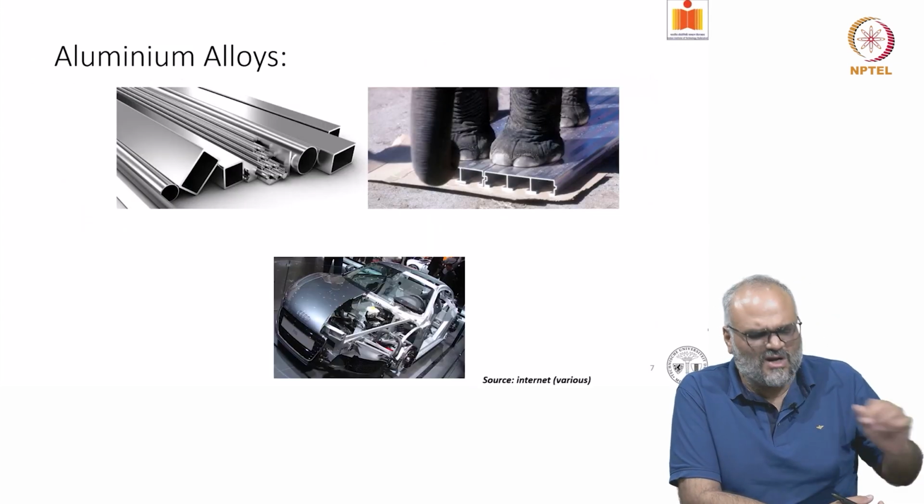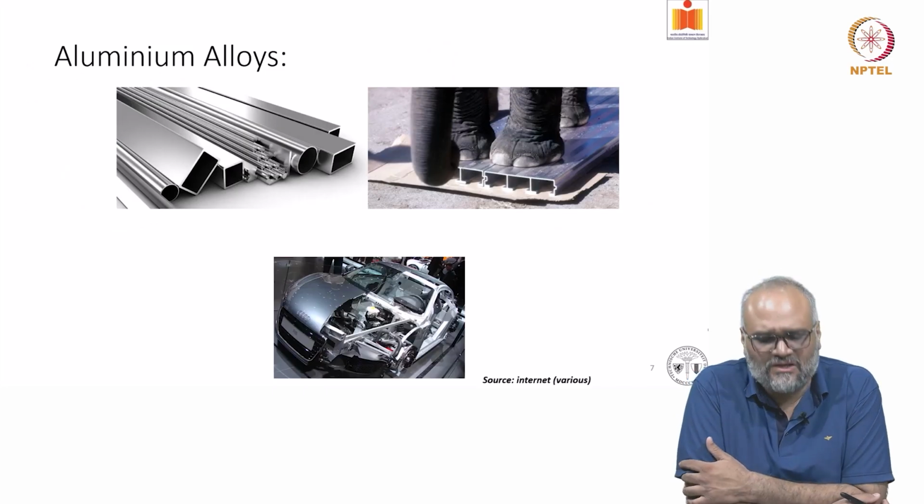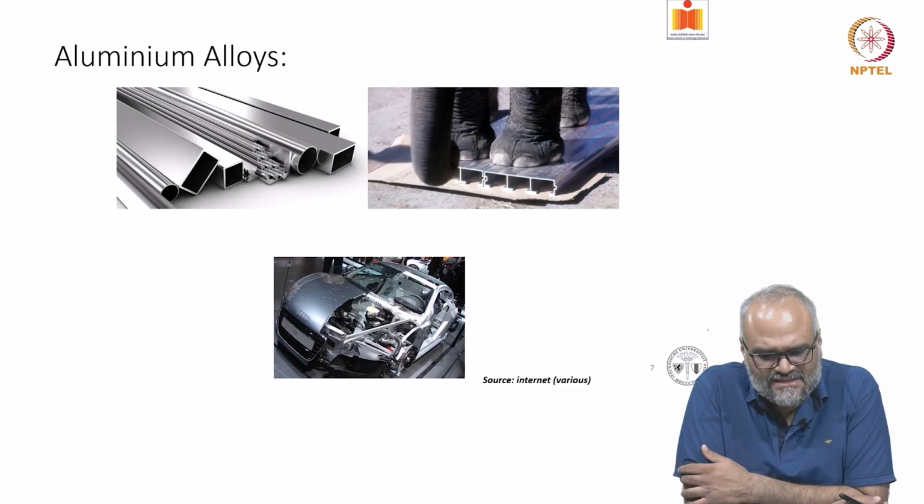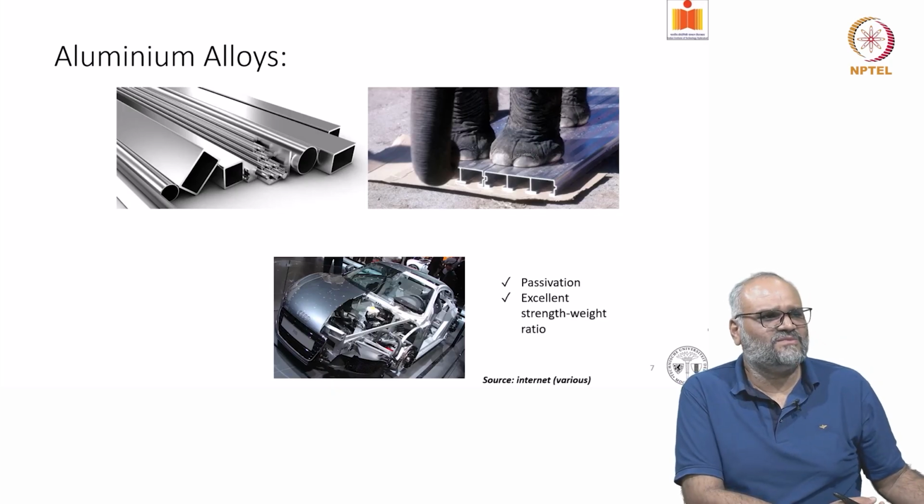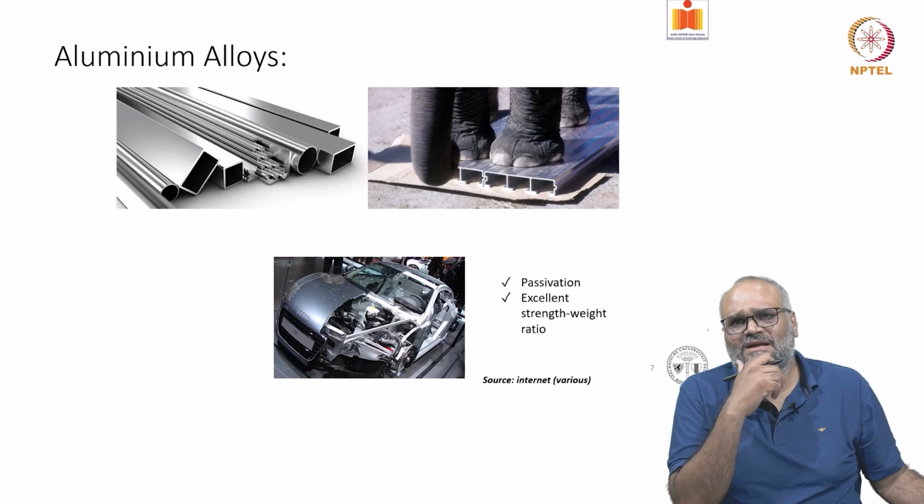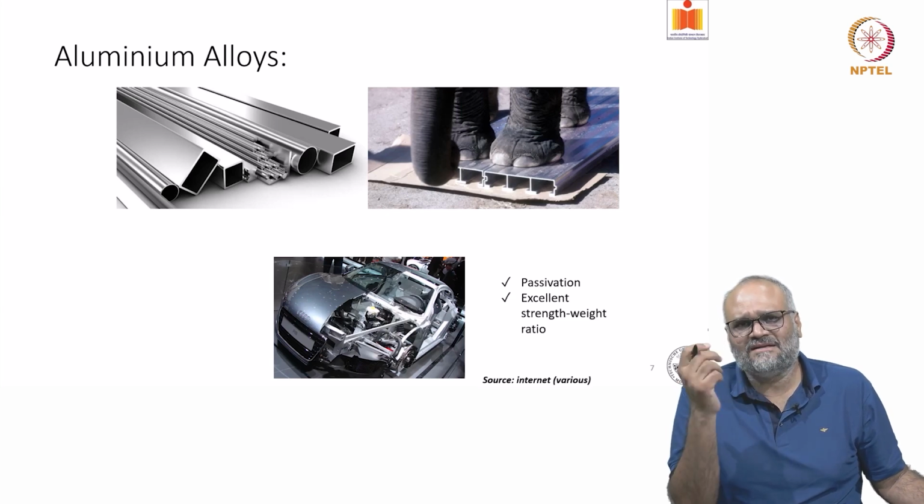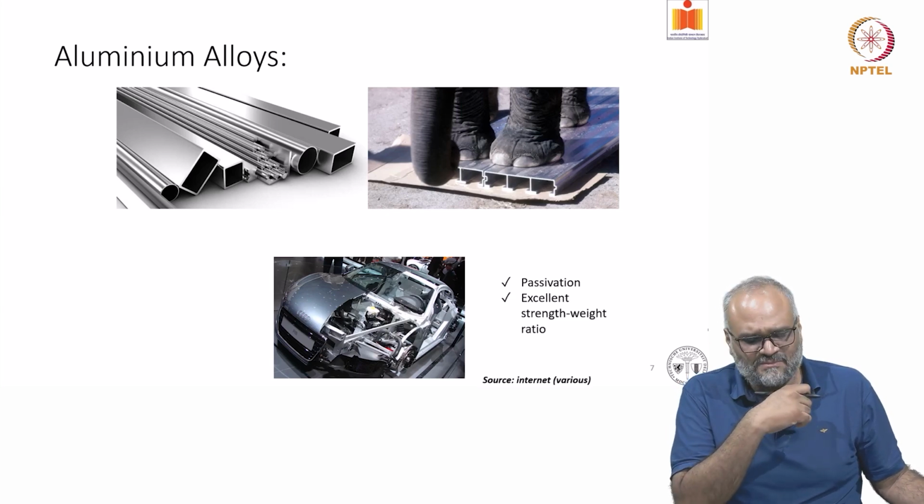So what was the interest in looking at aluminum alloys? Aluminum alloys are known for excellent strength to weight ratio, and these actually are also extremely corrosion resistant, and they are used in various automotive and aerospace applications. With their excellent passivation and strength to weight ratio, they are prime candidates for automobile and aerospace applications.